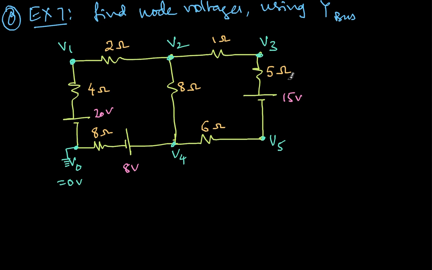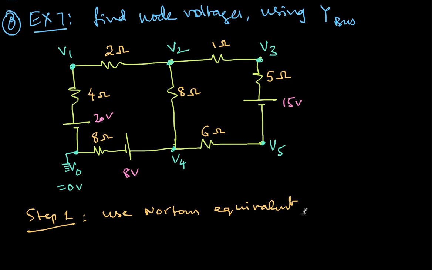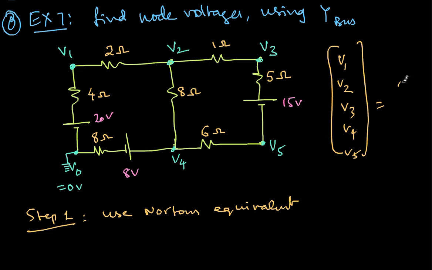Okay, so what is the first step? Step 1 is use Norton's equivalent. So basically the question is what is V1, V2, V3, V4, V5. So this is the question. This is what we have to find out.